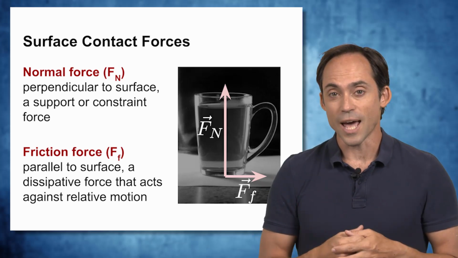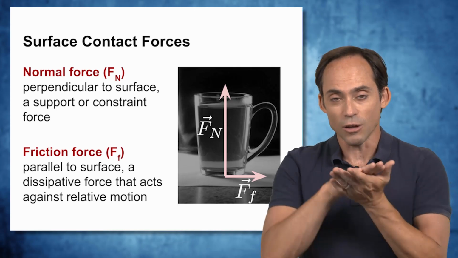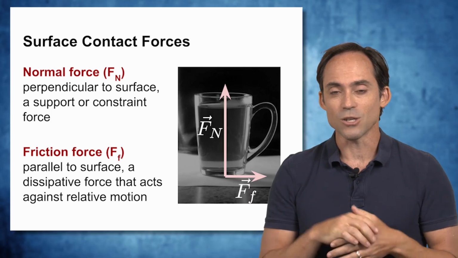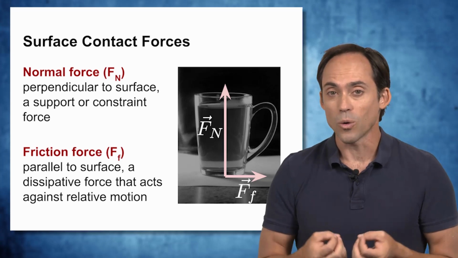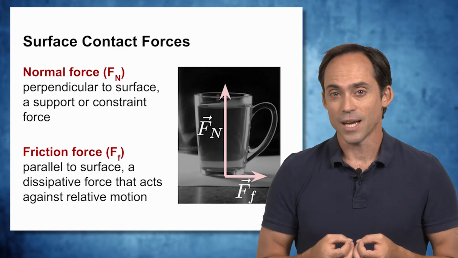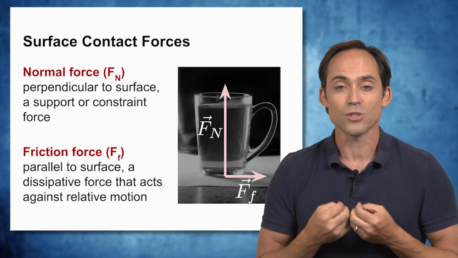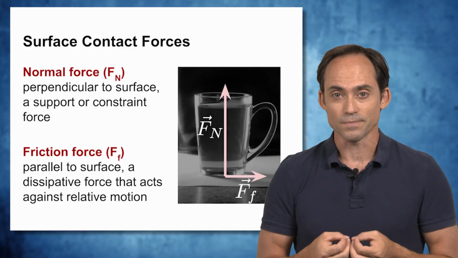The friction force acts perpendicularly, and it acts along the surface between these two objects, in the direction of the surface, and it's always acting in the direction opposite of either the motion or the potential motion. It's what we call a dissipative force, and it essentially tries to prevent or slow down the motion of two surfaces relative to each other.